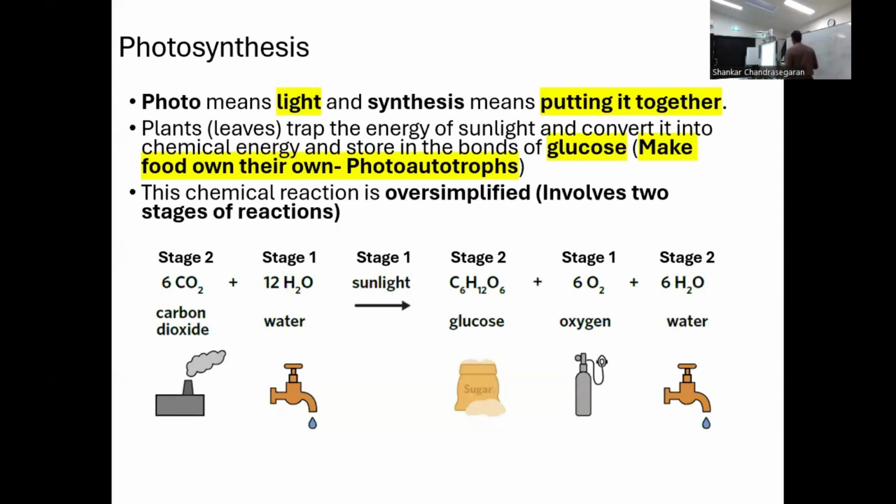So when we refer to an organism that is able to do this, not only plants but also the cyanobacteria that I referred to, they are going to be called photoautotrophs, meaning that they can make their own food using photo energy, light energy. That's why it's called photoautotrophs. So the word autotroph refers to something that can make its own food. So when it says photoautotroph, it's referring to the fact that it makes its own food using sunlight. So, like I said, yeah, overly simplified, and there are different stages involved for the reactants and the products. So we're going to look at the first stage.